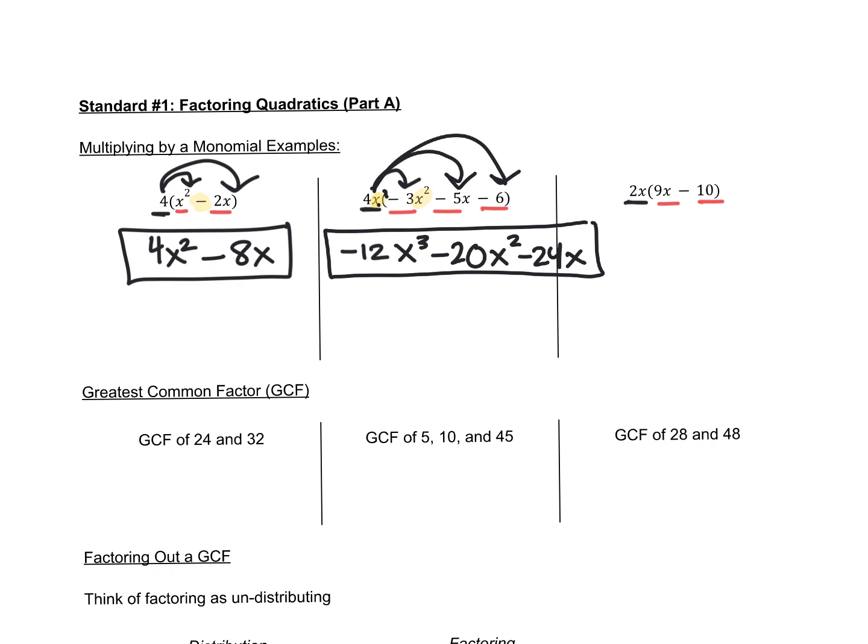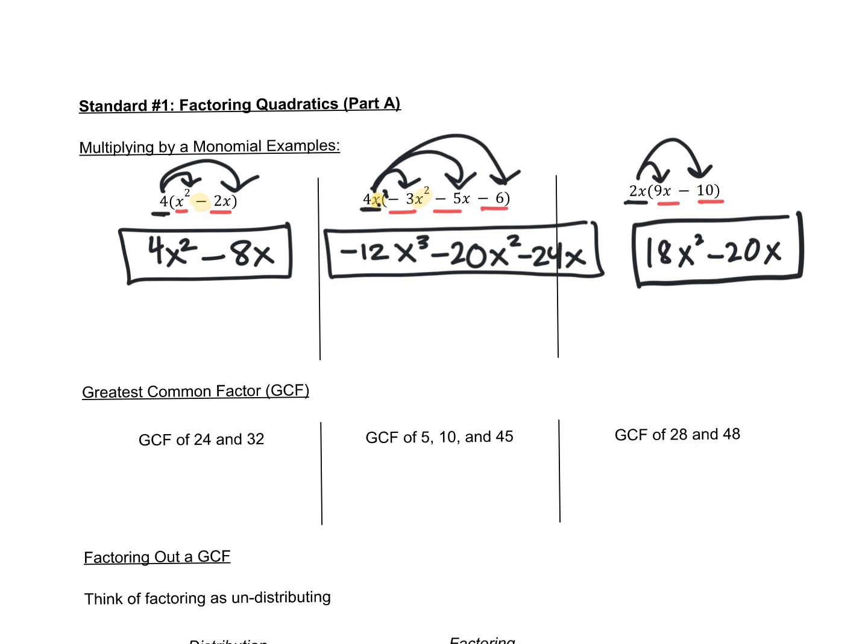All right, in our last example, we have 2x times 9x. So 2 times 9 is 18. x times x is x squared. 2 times negative 10, negative 20. 1 copy of x, no x's, so that's just 1x. Final answer. Okay. So that's the first part, which should be a little bit of review from Algebra 1, I hope.